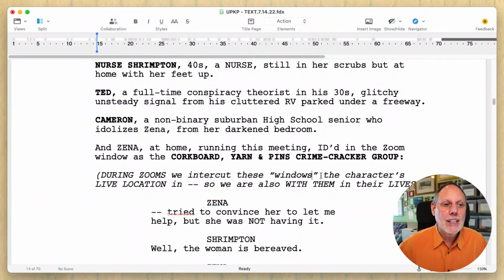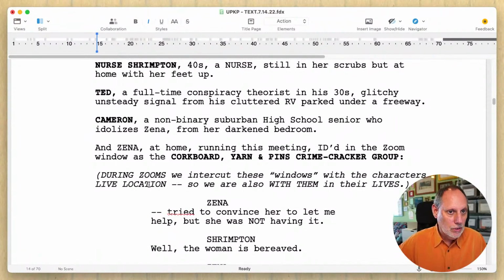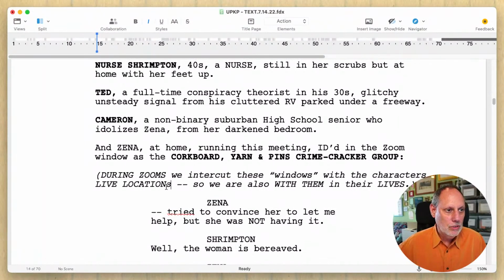These, I'm just clarifying. Characters, 5 locations.